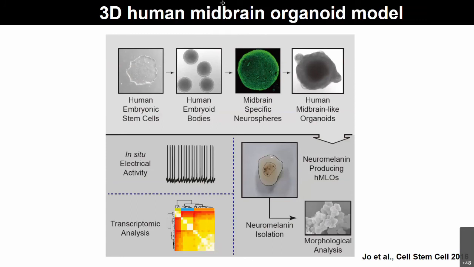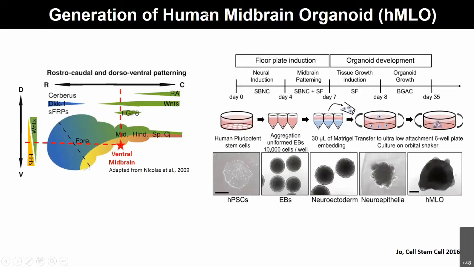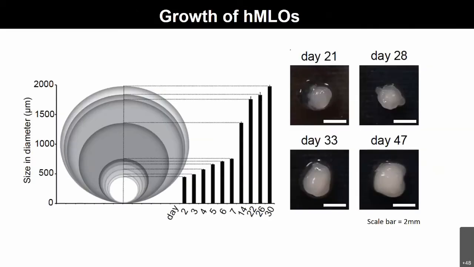So just to give you an idea, again, we learned from developmental biology how to pattern the ES cells into the midbrain region by optimization of the two axes, the dorsal-ventral axis as well as the rostral-caudal axis, using morphogens, sonic hedgehog, and then the Wnt pathway. Okay, this is to show how the organoid will grow. Essentially, they grow to more than 2 millimeters over the course of 50 days.